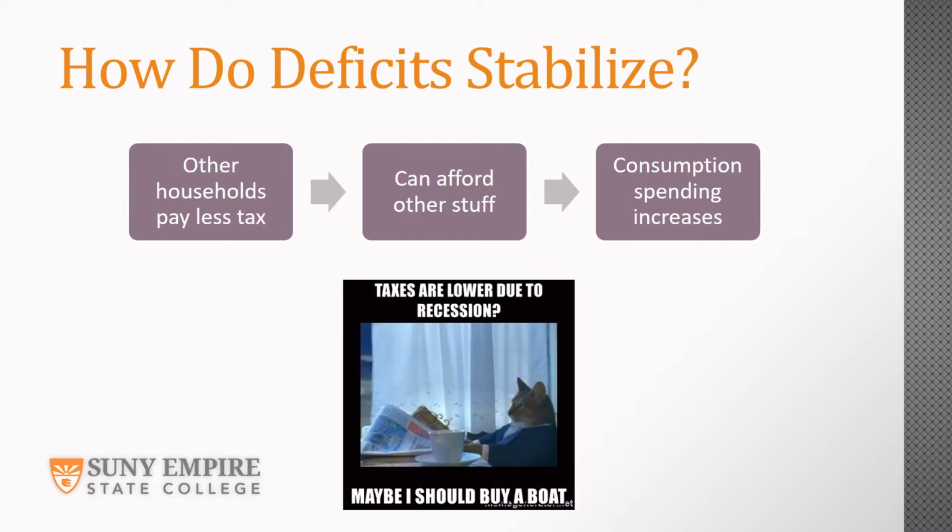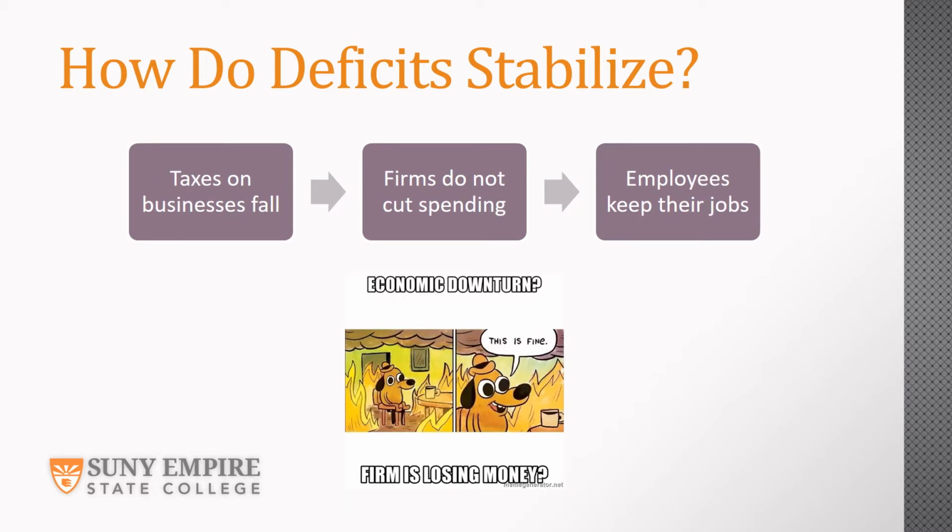The next way is how the lowered taxes affect other households. Not every household will be eligible for the transfer payments. They will still reap the benefit of lower taxes, however. This allows those households to make other purchases. These additional purchases increase consumption spending. The government may also decide to lower corporate taxes.